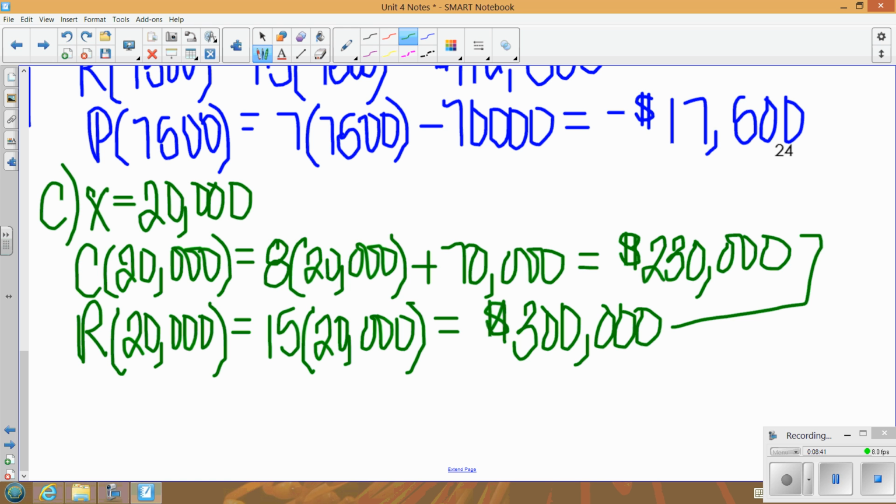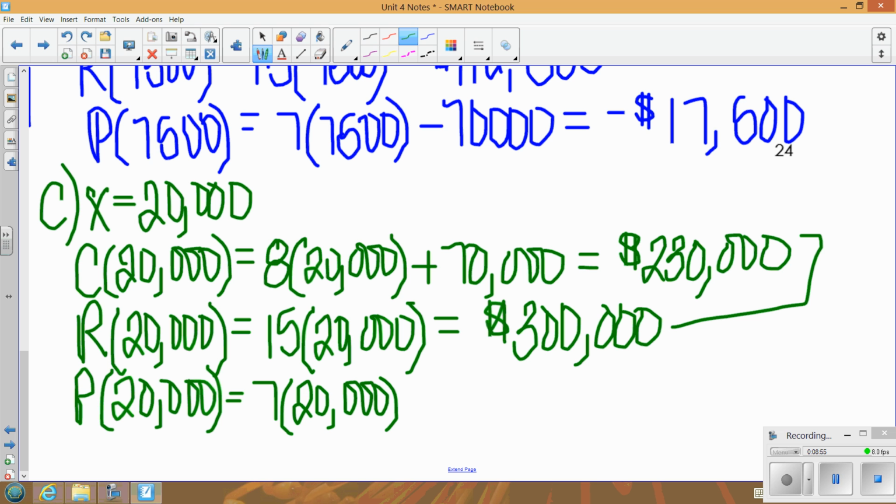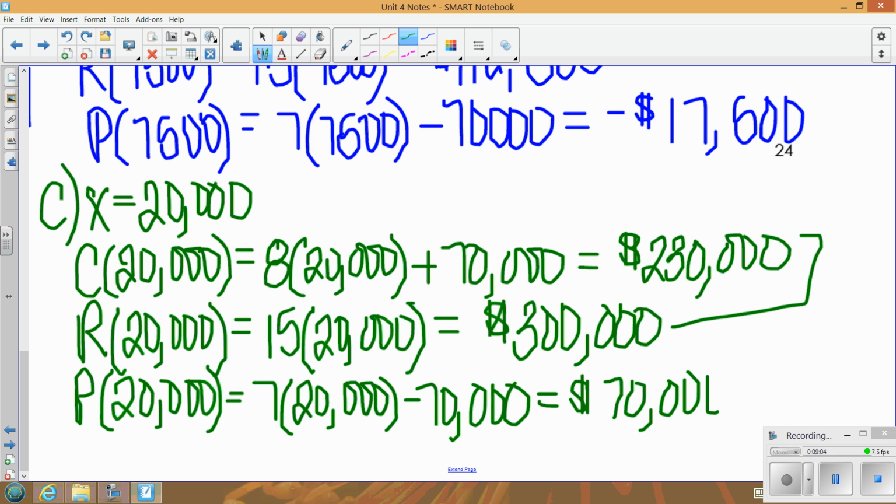So then the profit for 20,000 items is going to be 7 times 20,000 minus 70,000 using our formula, which ends up being $70,000. You could have just looked at the revenue minus the cost, 300,000 minus 230,000, and you would have gotten the $70,000. So that means I need to at least sell 20,000 items so that I'm making money.